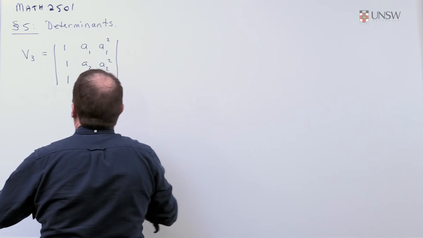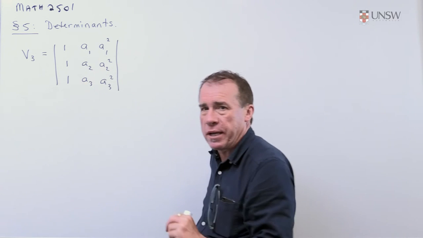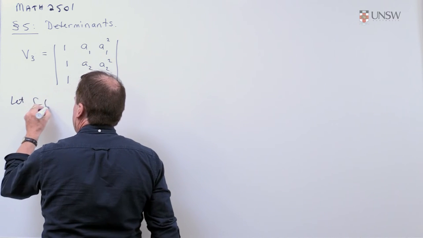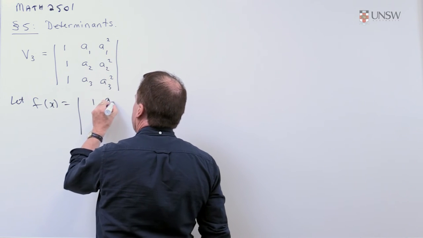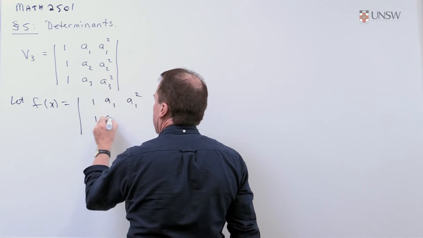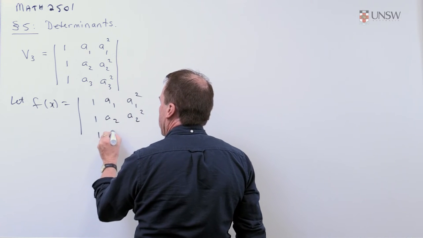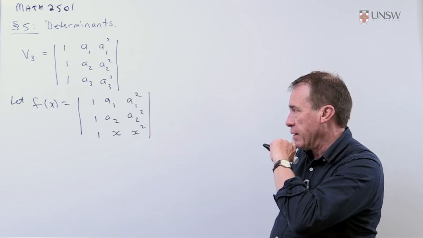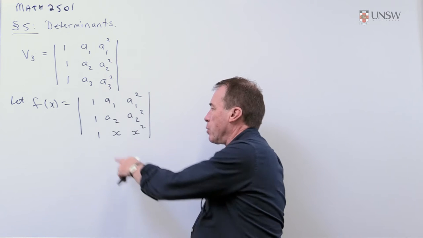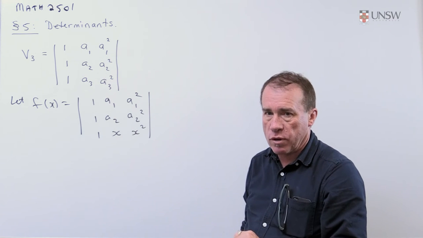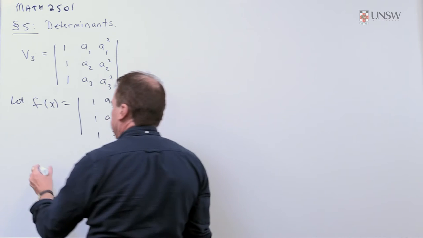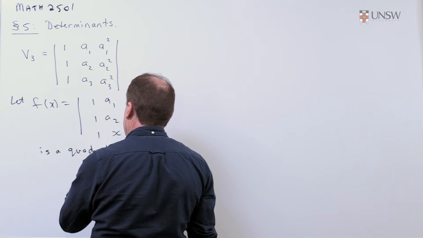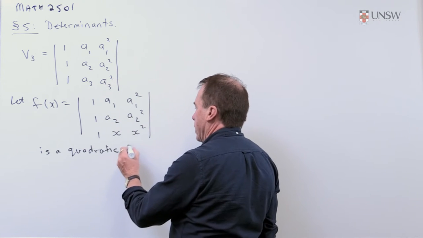So I'm going to begin by, instead of the a3, turning that one into a variable x. So I'm going to take a function now, I'll call it f of x. I'm going to leave the first row alone, the second row alone, and I'm going to turn the last row into an x and an x squared. And it's pretty clear, given what we did in the previous example, that expanding along the bottom row, this is going to be a quadratic, not necessarily monic, but a quadratic in x.